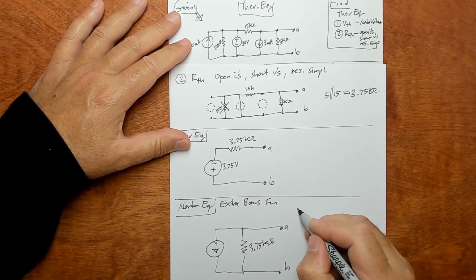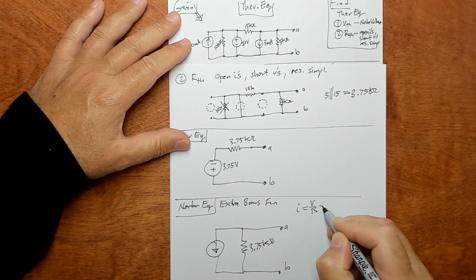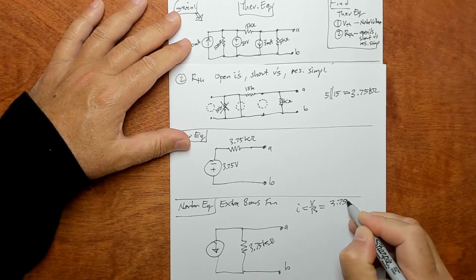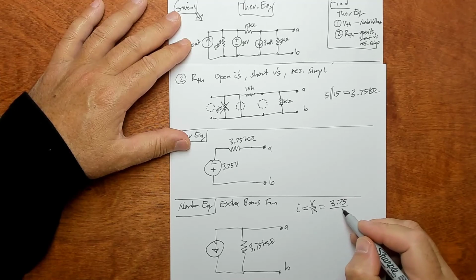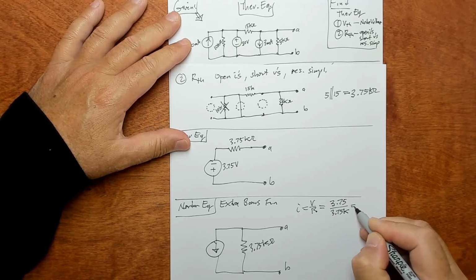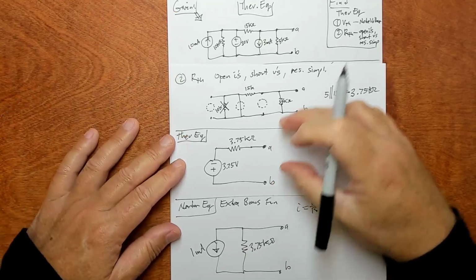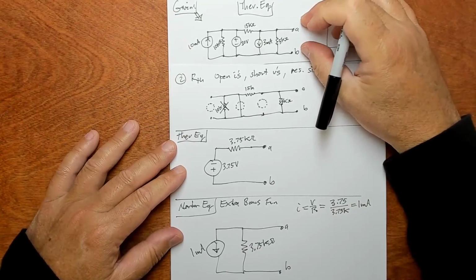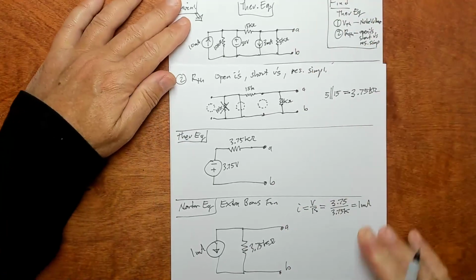And then there's something called Ohm's law, which is I is V over R. If you haven't heard of that before. Funny. 3.75 over 3.75 K is going to be 1 milli. So that's what this is, 1 milliamp. All right, so this circuit will behave the same as this complicated circuit up here, and this circuit down here will also behave as this complicated circuit over here.